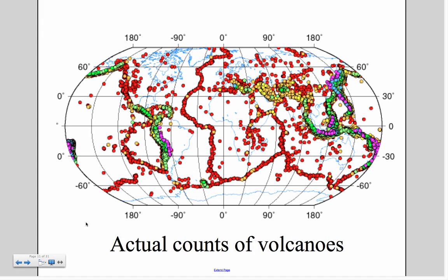The red dots are active volcanoes. The green dots are volcanoes that were active but are mainly just plate movements now. There are not actual volcanoes, but you can see all these dots represent either an active volcano or a dormant volcano.